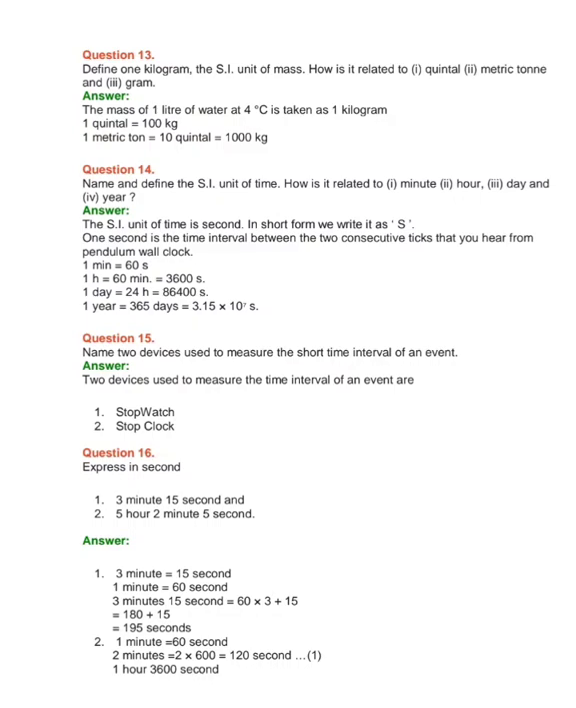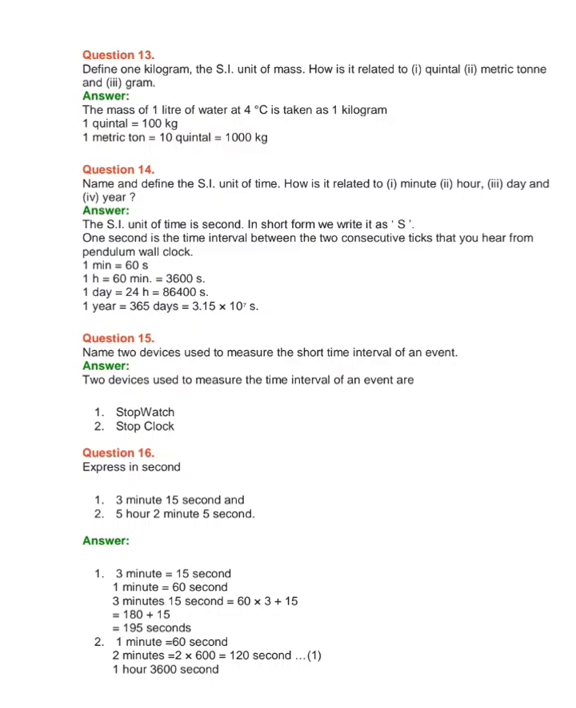1 minute is equal to 60 seconds. 1 hour is equal to 60 minutes, which is equal to 3600 seconds. 1 day is equal to 24 hours, which is equal to 86400 seconds. 1 year is equal to 365 days, which is equal to 3.15 into 10 to the power 7 seconds.